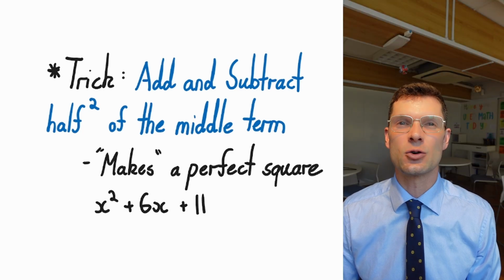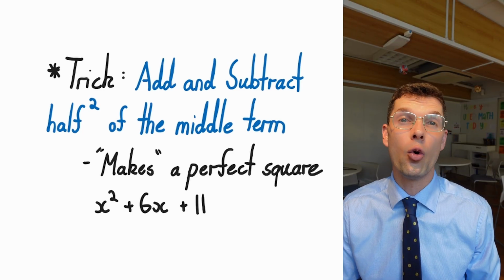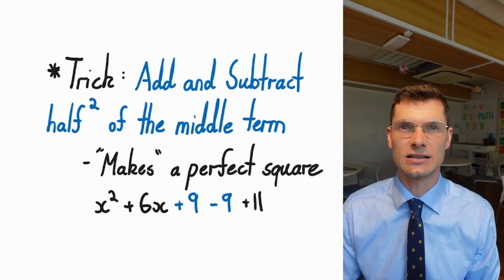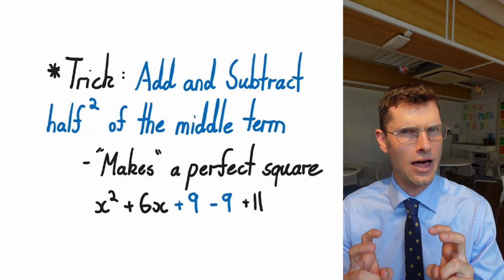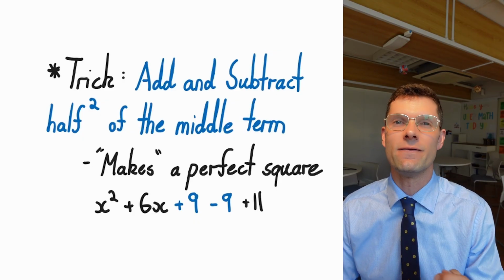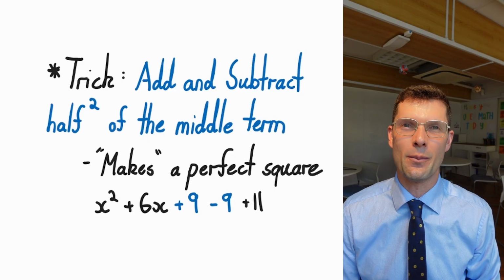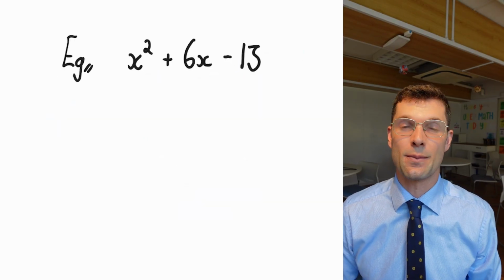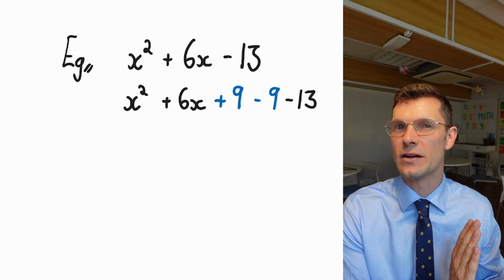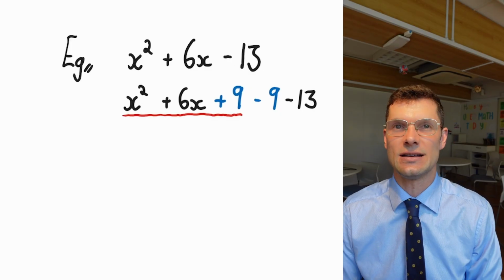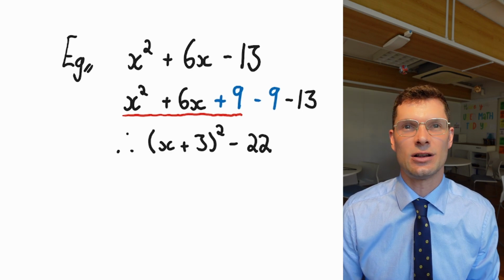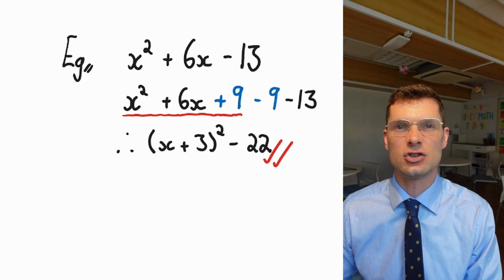So if we've got something like x squared plus 6x plus 11, all we need to do is add and subtract half of that 6. So we plus 9 minus 9, that's nothing. We haven't actually changed the whole quadratic, but now we've got something that we can factorize at the front and simplify at the back. So if I've got x squared plus 6x minus 13, all I've got to do is plus and minus 9 in order to create a perfect square at the front, and then I'm just going to have to simplify the back. Again, I've added nothing. So this becomes x plus 3 all squared, and then minus 22 at the back.